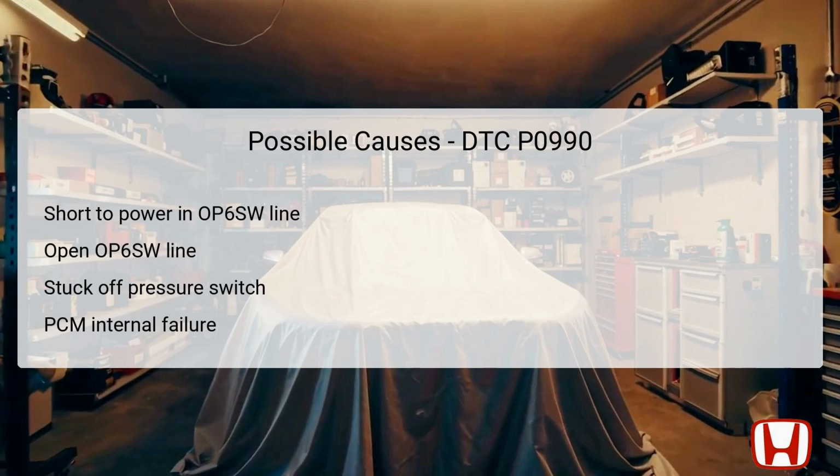Another possibility is that the pressure switch itself has become stuck in the off position regardless of actual conditions, misleading the PCM. Lastly, an internal failure within the PCM could also trigger this code, as it may not process the signals correctly and thus indicate a fault that does not genuinely exist. Therefore, careful inspection of both the switch and electrical connections is crucial.